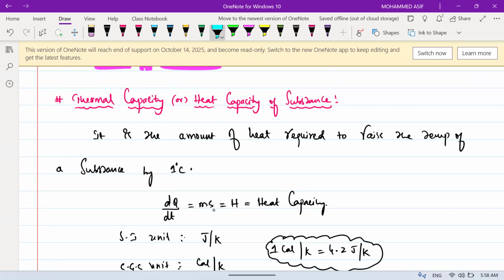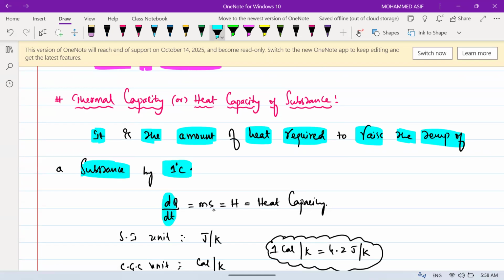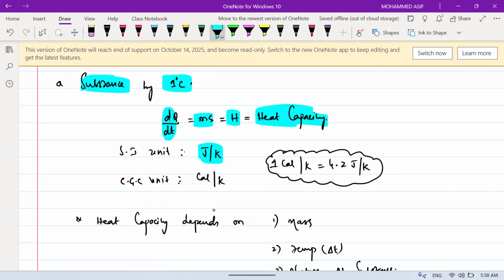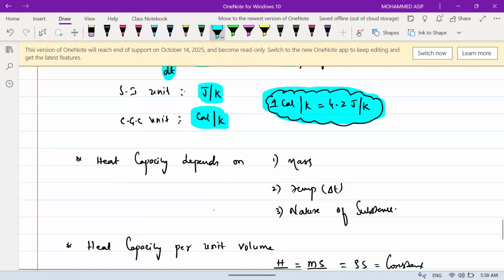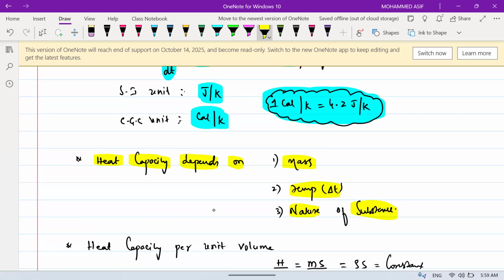Okay. What is the thermal capacity I told you? It is the amount of heat required to raise the temperature of the substance by 1 degree Celsius. So dQ by dT is equal to m into s, where m into s is known as heat capacity. The SI unit of heat capacity is joule per Kelvin or calorie per Kelvin, and 1 calorie per Kelvin is equal to 4.2 joule per Kelvin. Heat capacity depends on mass, temperature, and nature of the substance.